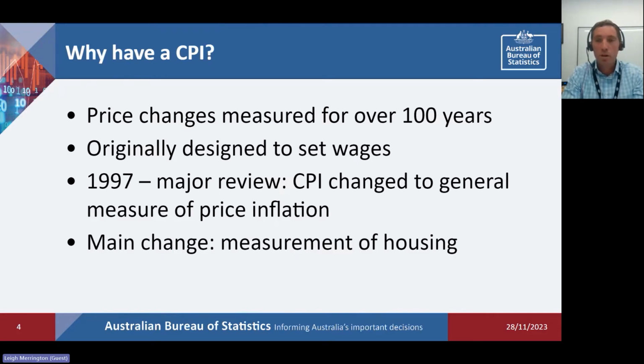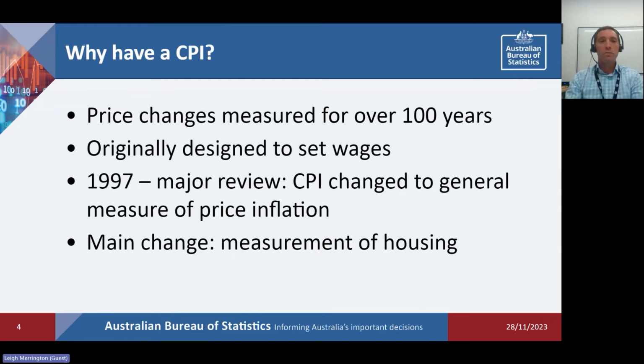Prior to the CPI, it was called the Retail Price Index, which just shows that the ABS has been measuring price change in some form for over 100 years. Initially, in Australia and many countries, the CPI was produced to set wages, to ensure that workers' purchasing power wasn't eroded by inflation, and the CPI was used directly to index or increase wages.